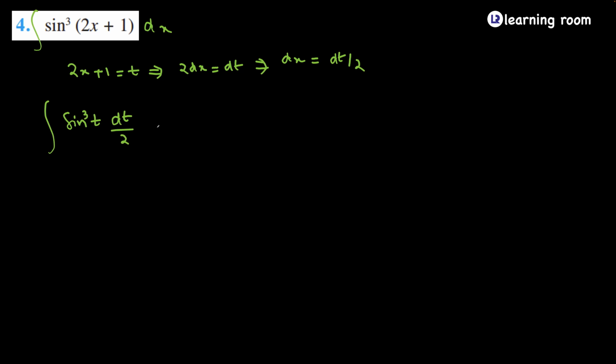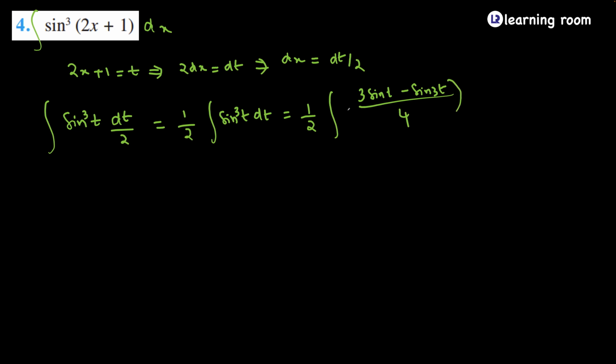That will be how much? 1 by 2 into integral of sine cube t dt. What is sine cube t? It is 3 sine t minus sine 3t the whole divided by 4 times dt. So 3 by 8 will come. So 3 by 8 into integral of sine t dt minus 1 by 8 times integral of sine 3t dt.